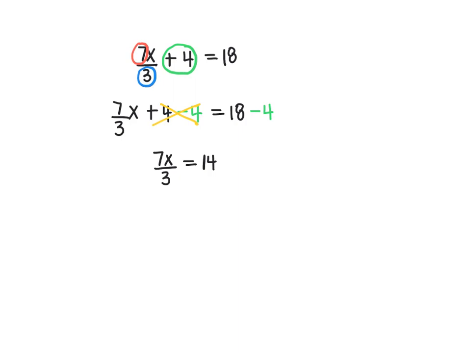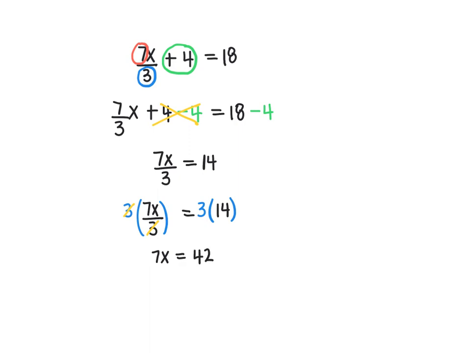Now, we're going to seek to get rid of that divide by 3. So remembering that the opposite of division is to multiply, we're going to take both sides of our equation and we're going to multiply each side by 3. Remember, if we do it to one side, we have to do it to the other side. So when we've done that, we're going to be able to cross-cancel these 3's because 3 divided by 3 will just give us 1. And that will leave us with 7x is equal to 42.